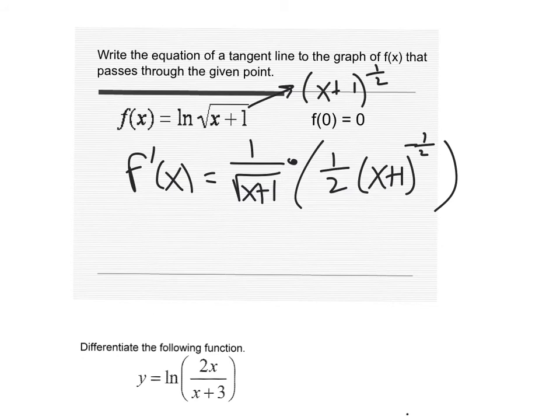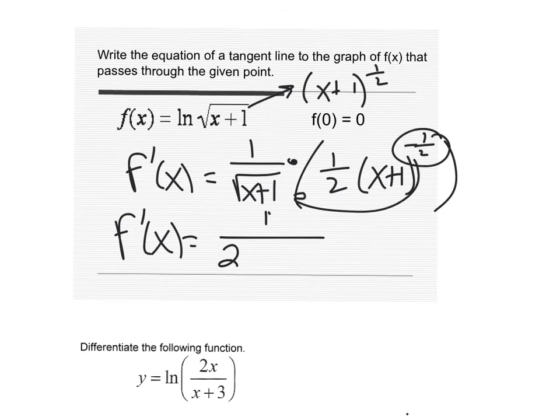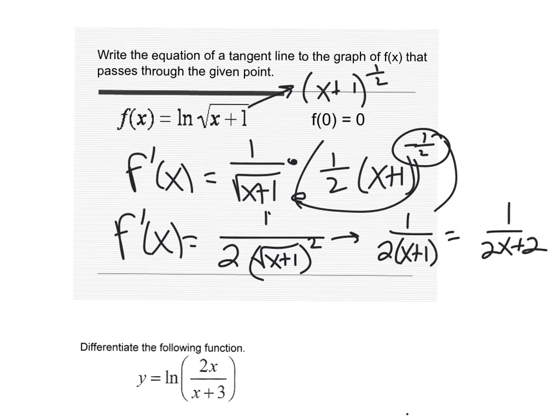Okay. I'm actually going to make this a little easier for us and rewrite it, so it's easier to see what it looks like. Simplify this. It ends up being 1 over 2. Because this is negative, it comes down. So it becomes 2 times the square root of x plus 1 squared, because there's 2 of them. So this actually simplifies to 1 over 2 times x plus 1, or 1 over 2x plus 2. So that's your slope. And then what you have to do from there is plug in the point. So plug that point in for your x value.